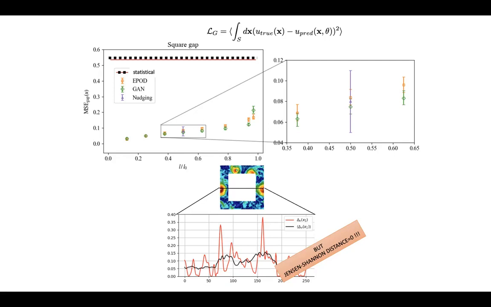This is a normalized function. So when you see one, it means the gap is almost complete. You have only one small frame. So you really supply very few data. Here I show you, for instance, for a gap that is one half of the total size, for instance, this point. Now, again, it's covered.